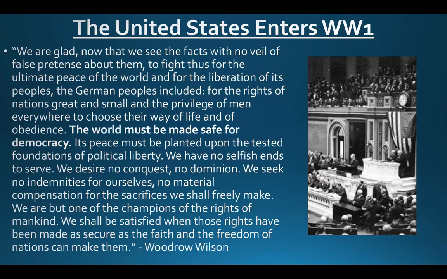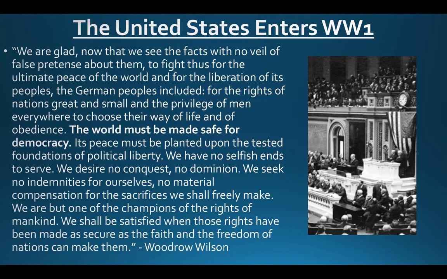Another big issue and reason why the United States is actually going to get involved in this war is summed up really by Woodrow Wilson in his speech to Congress on the declaration of war, right? And I'm going to read it here quickly to you with the big bold there, right? So, we are glad now that we see the facts with no veil of false pretense about them, speaking about the unrestricted submarine warfare, to fight thus for the ultimate peace of the world and for the liberation of its peoples, the German peoples included, for the rights of nations great and small, and the privilege of men everywhere to choose their way of life and of obedience.